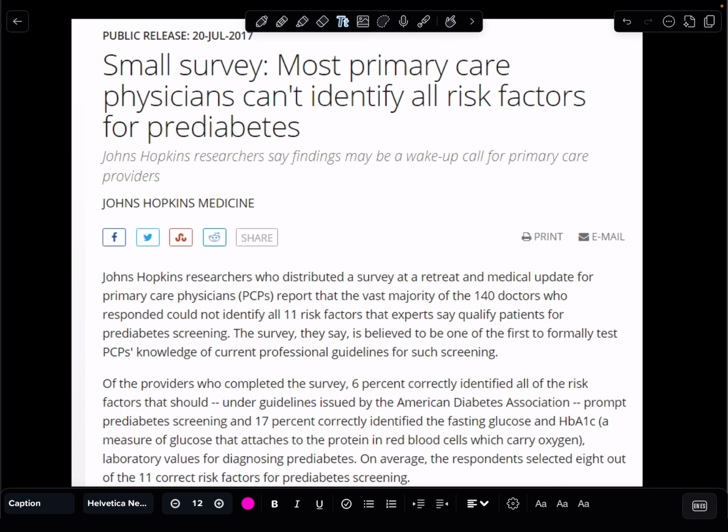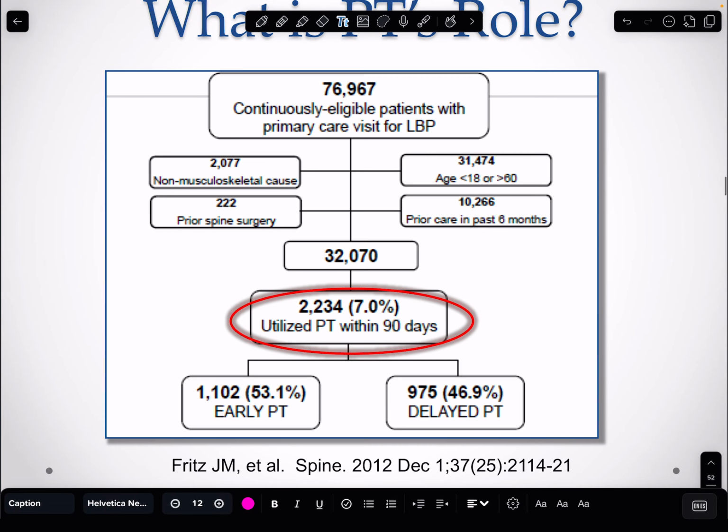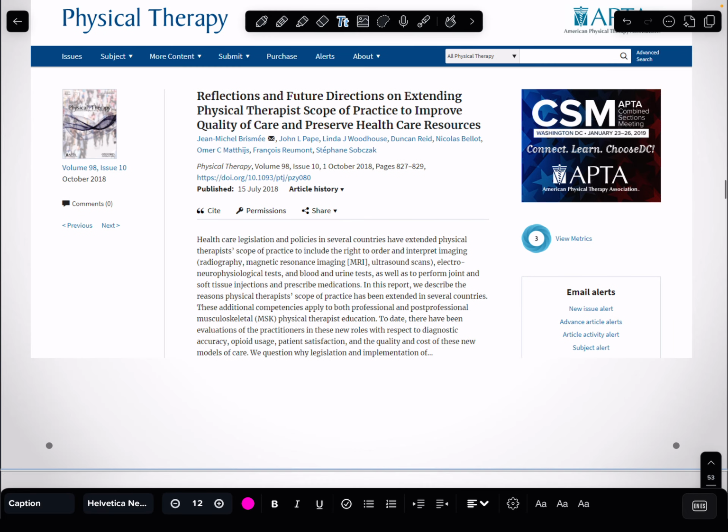And so again, this is a study out of Intermountain Health. About 7% of patients with low back pain are being seen by this physical therapy department, Intermountain Health out of Utah. The other thing I want to mention is that some of these populations now have PTs embedded, hospitals have PTs embedded into primary care. And we've had that here for a long time, right?